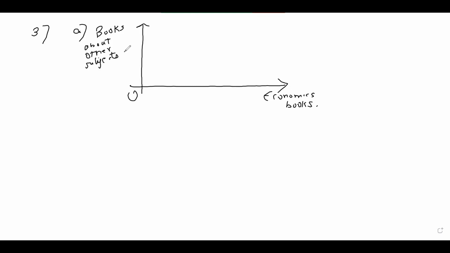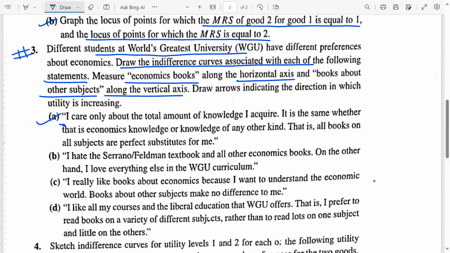Let's look at part A. Let's read the preference of the student. I care only about the total amount of knowledge I acquire. It is the same whether it's economics knowledge or knowledge of any other kind. That is, books on the subjects are perfect substitutes for it. We all know how the indifference curves look like for perfect substitutes.